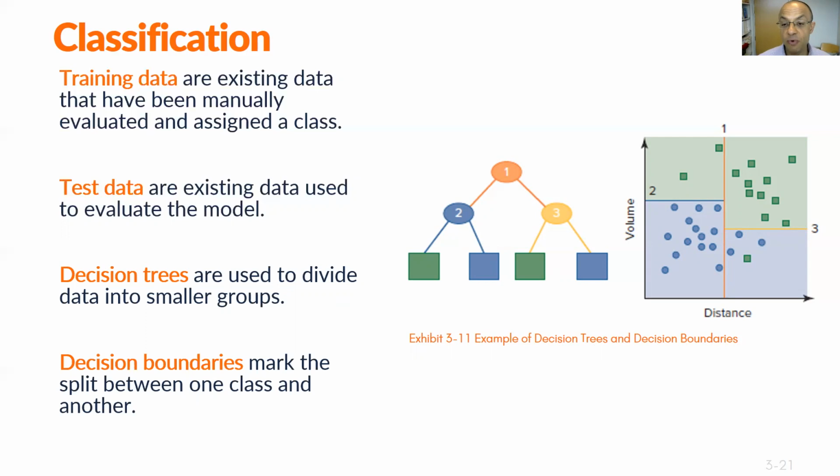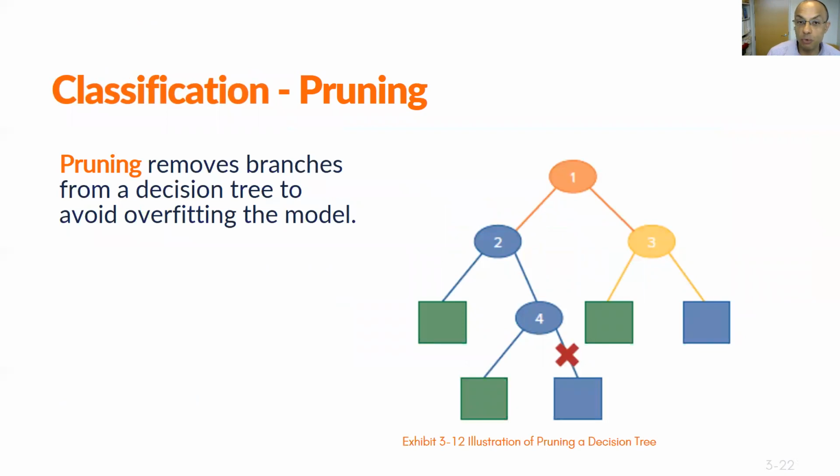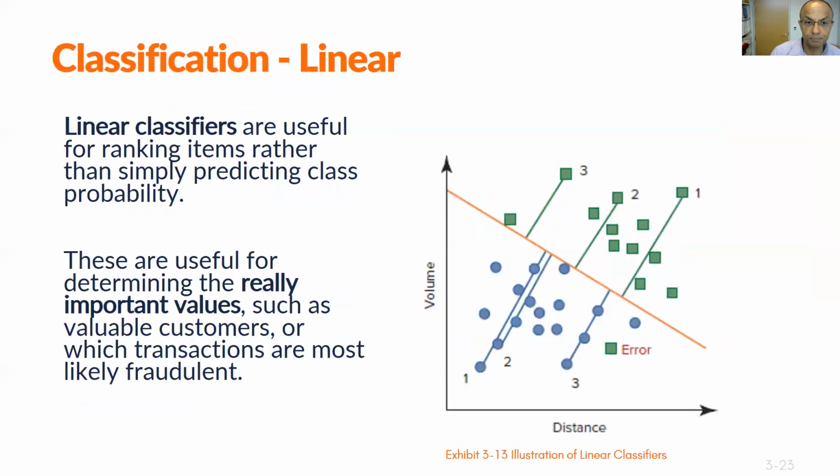And here, if we end up by having too many legs in the decision tree, then we can do some pruning. So the pruning removes the branches from the decision tree to avoid overfitting the model. We try to go for the best one, but not for overfitting the model.